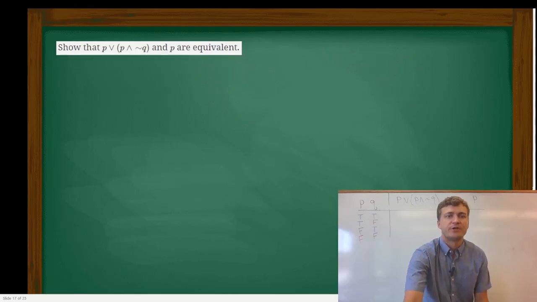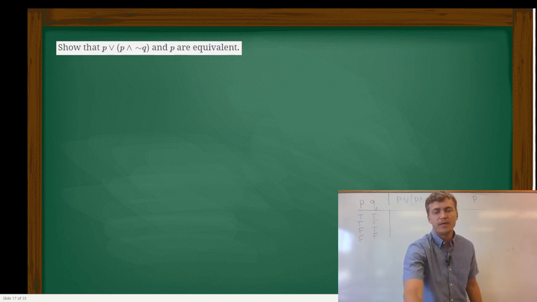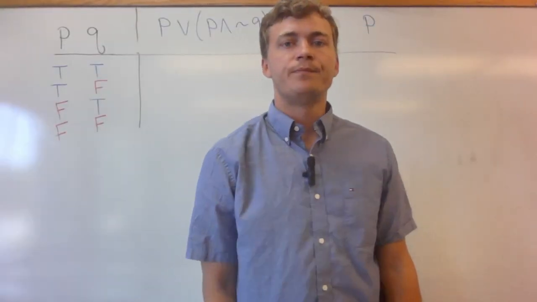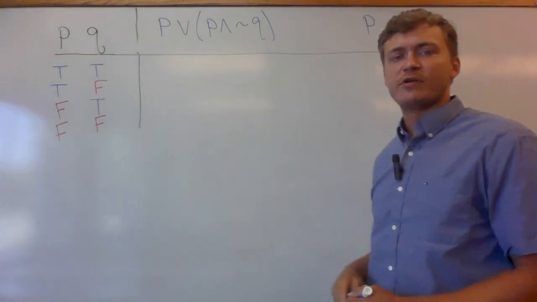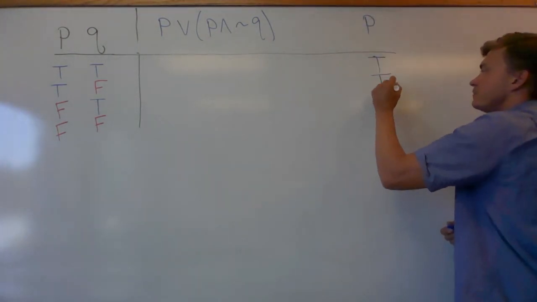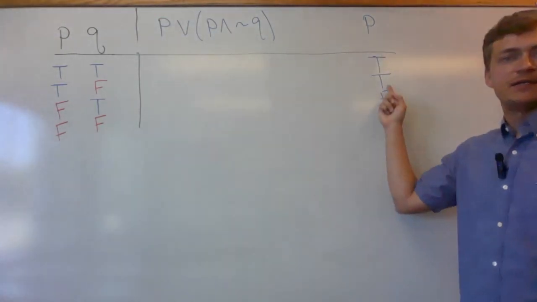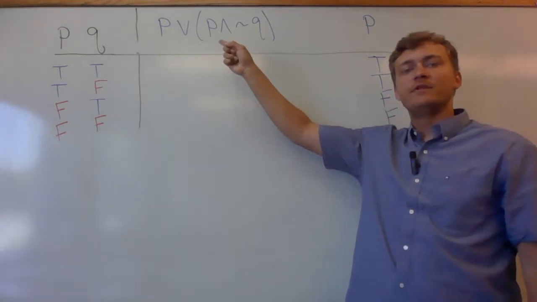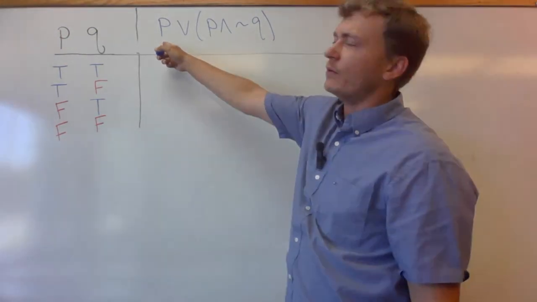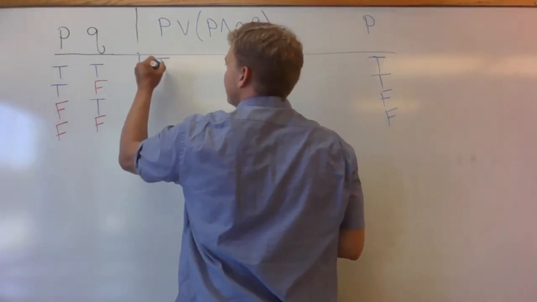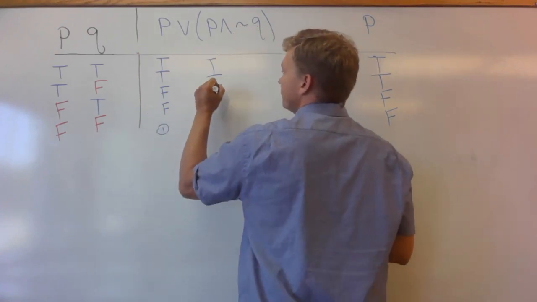Show that the following expressions are equivalent, P or, P and not Q, and P. We'll go to the table here, separating the two statements. And we know that P, well, it's already written, TTFF, so we'll go ahead and write that down. We just want to know, is this truth table the same as this? Is the final column for this statement here the same as TTFF? Let's see. Well, go ahead and write these down if you want to. Step one. P is TTFF.